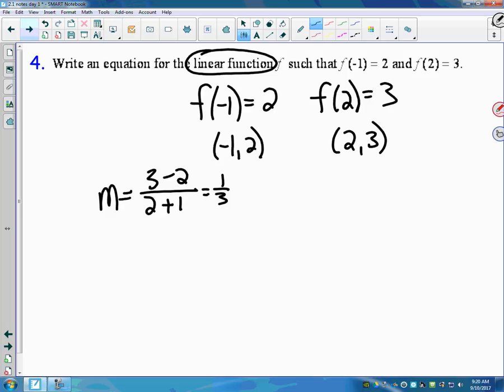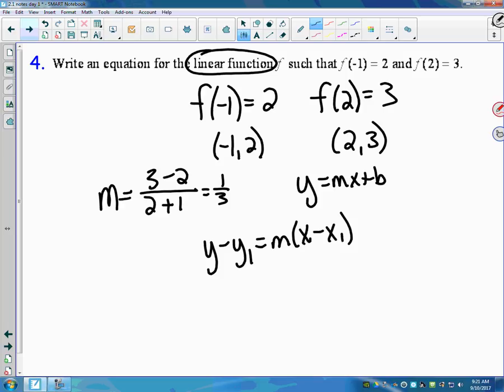And then it says write an equation. It doesn't say we have to graph that equation. So you have two options. One option is you could do y equals mx plus b, where you plug in the slope and you plug in the point and you solve for b. I'm a huge fan of point slope form because one, it's already an equation, and two, it doesn't say I have to solve this out.